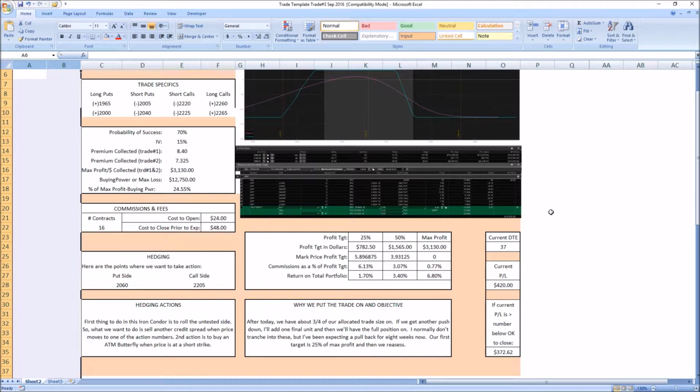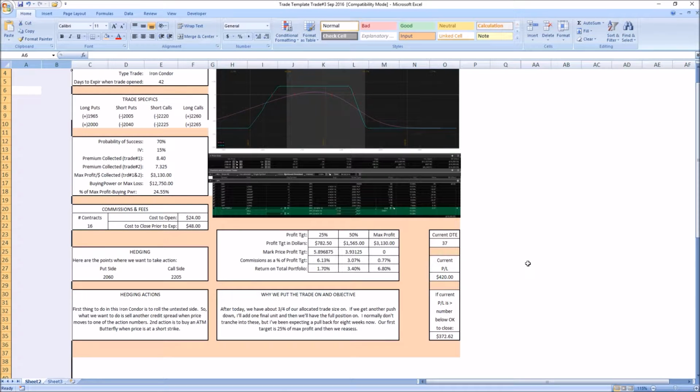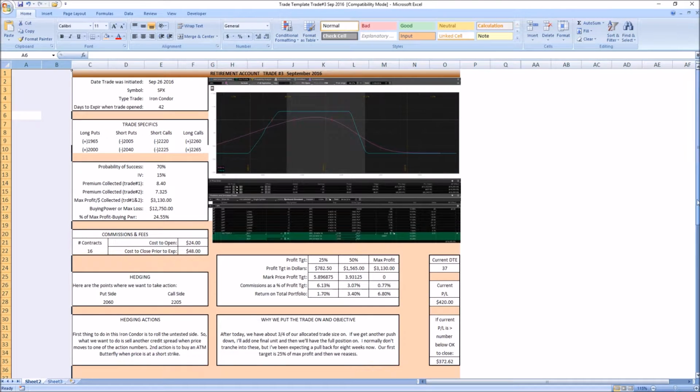All right. Let's do that so we can see everything.